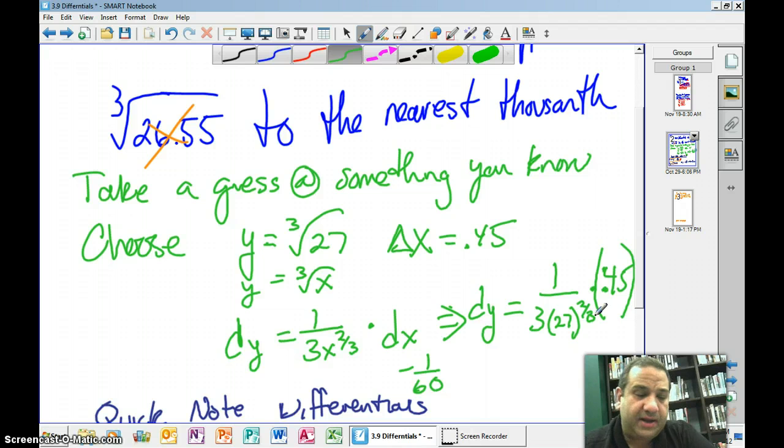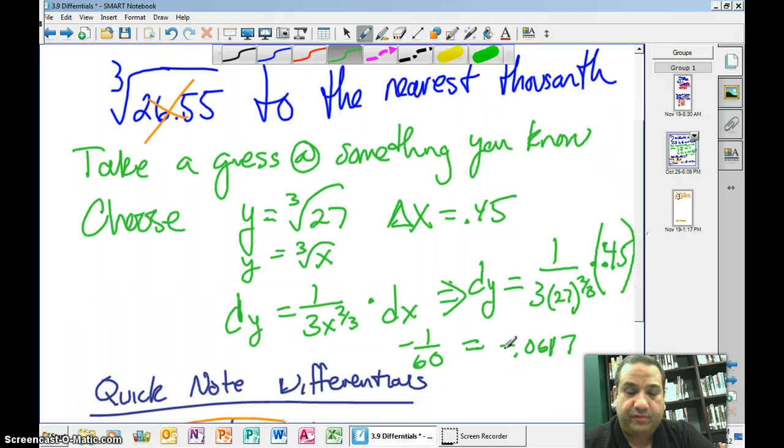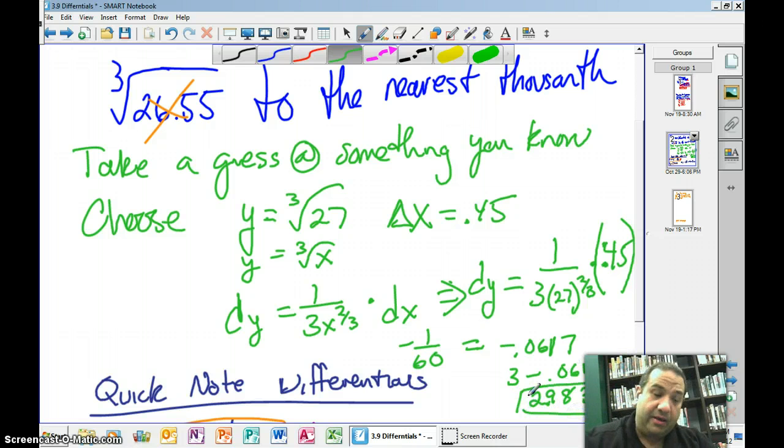All right, but we've approximated with what the difference is of 26.55. So this is equal to negative 0.0617, which means that if we approximate it, we knew the cube root of 27 was 3, and now it's 3 minus this, and that's going to be 2.9833. So 2.9833 is the approximation I get of the cube root of 26.55.